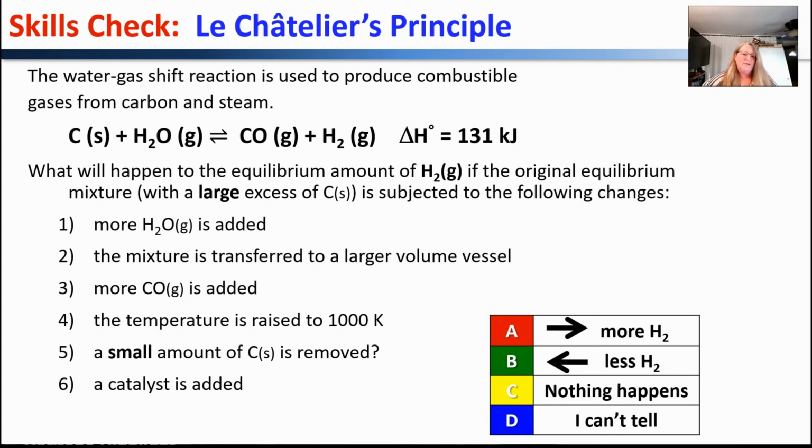And we talked about the temperature. So here's that reaction again. So we're going to have carbon and water going to carbon monoxide and hydrogen. And we want to know what is going to happen under these certain circumstances. So we have our delta H.